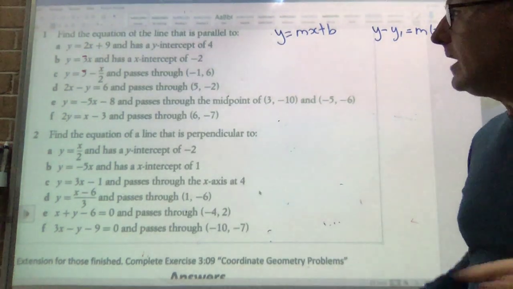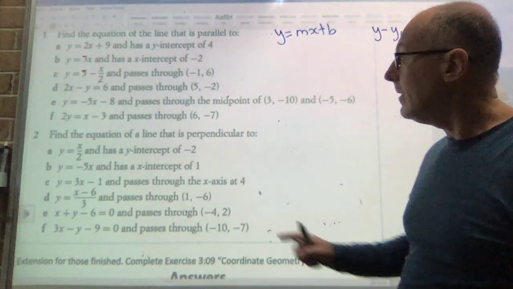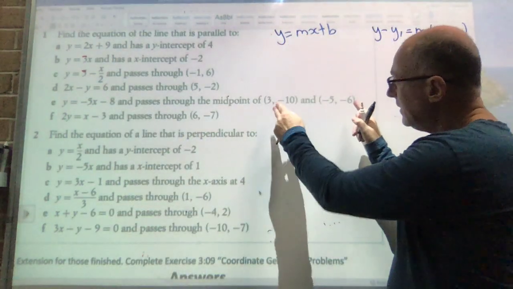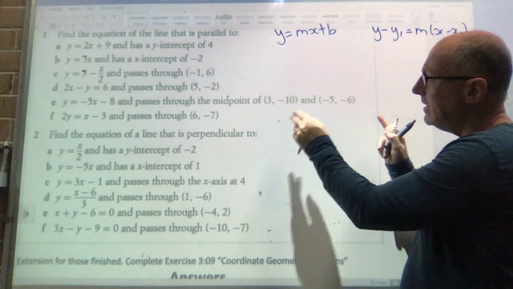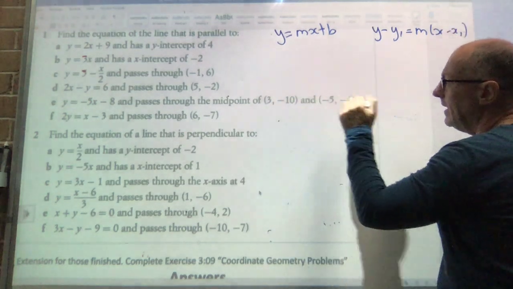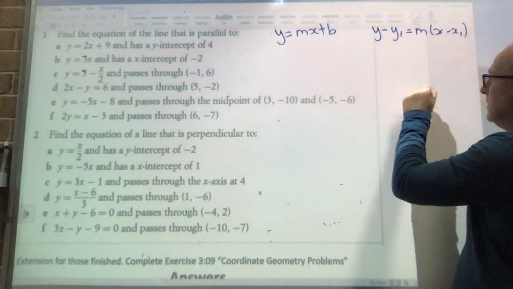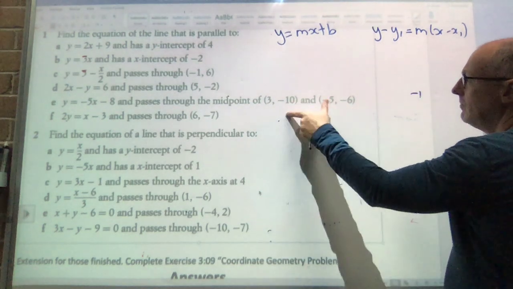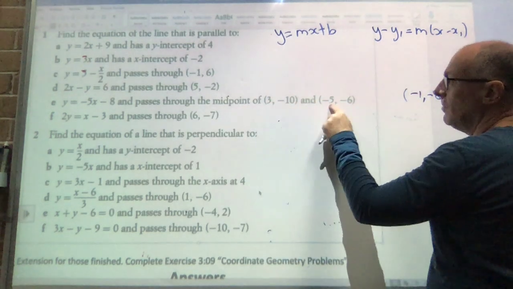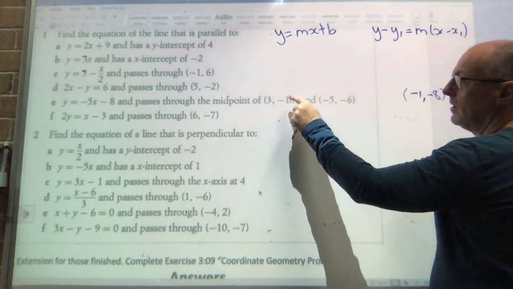Question E. In question E, we can see the gradient is minus 5. They give us a clue to the point. They tell us it goes through the middle of this. So the middle of this would be minus 1, minus 8. So I just found the midpoint between 3 and minus 5 in my head, and the midpoint of the other two in my head.